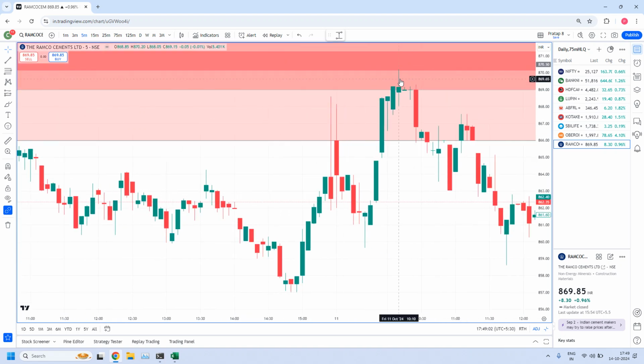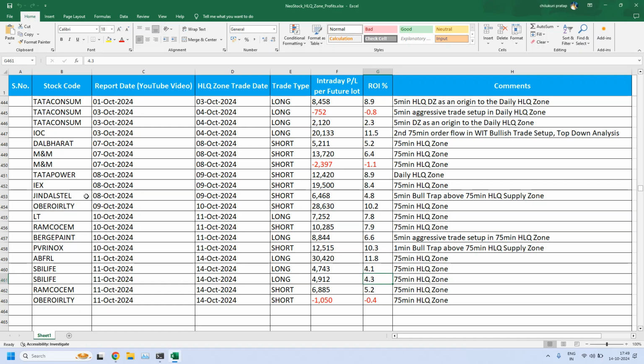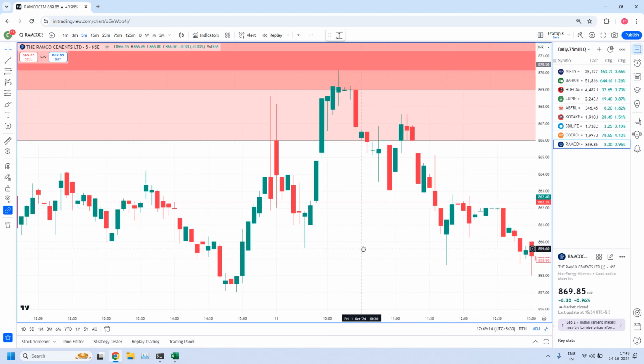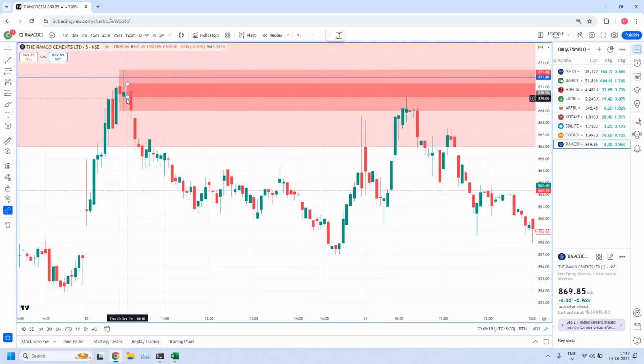ERC candle, base, drop. This is the Type 1 proximal trade we have taken. See here, Type 1 is up, and after that price moved down. After that, around 7% ROA it has given. Ramco Cement has given 7.9% ROA. This is what we discussed. But today what we did, we went for Type 2 proximal.